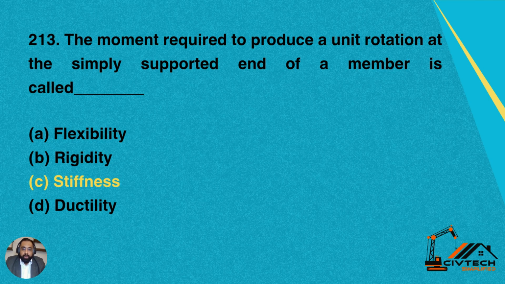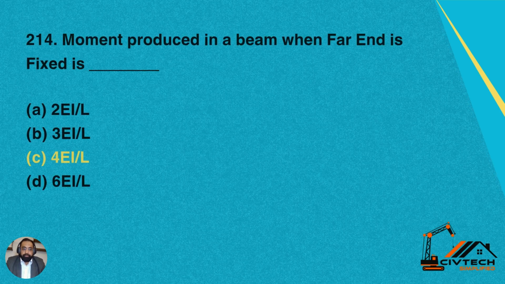213. The moment required to produce a unit rotation at simply supported end of a member is called. What is the moment required to produce a unit rotation at the simply supported end of a member? Option A, flexibility. Option B, rigidity. Option C, stiffness. Option D, ductility. A moment required to produce a unit rotation at the simply supported end of a member is called stiffness.